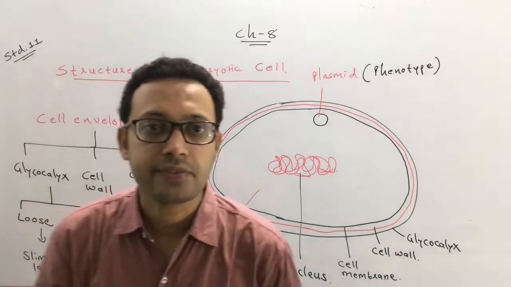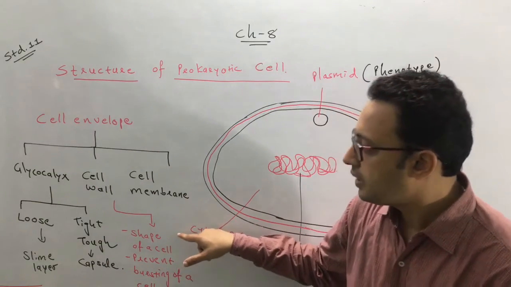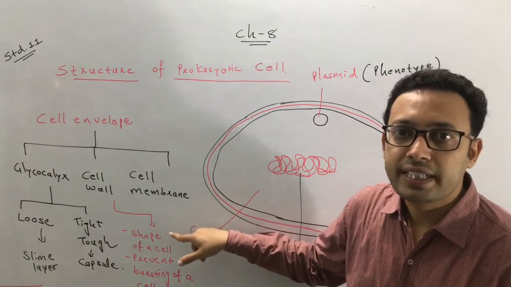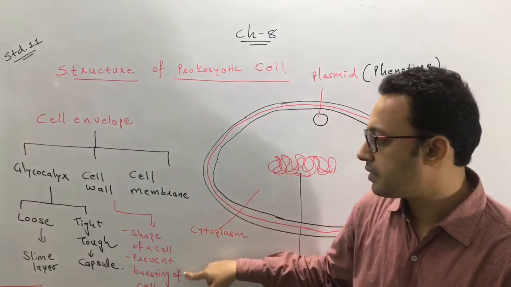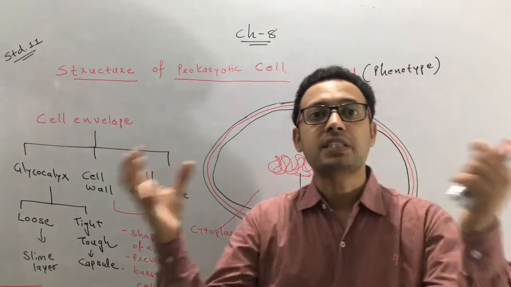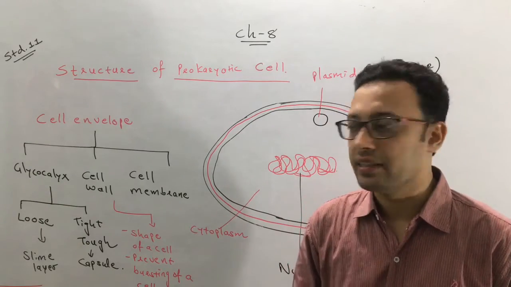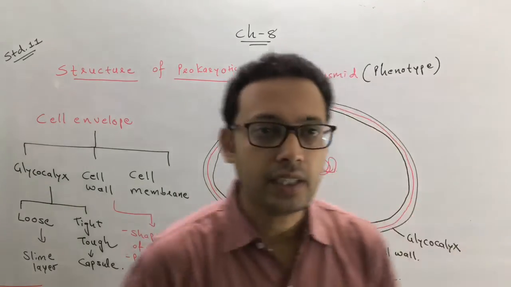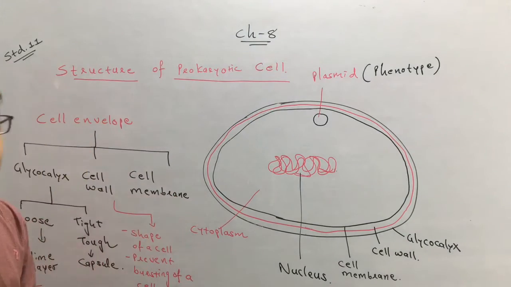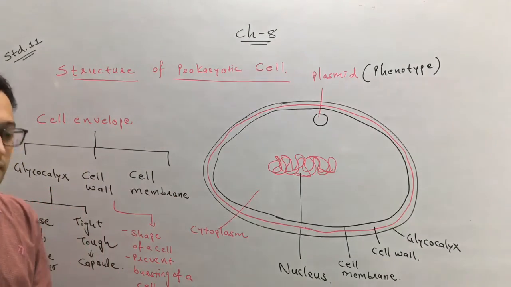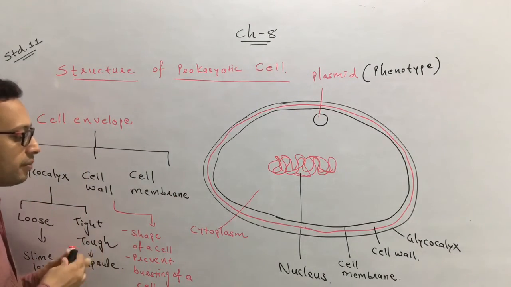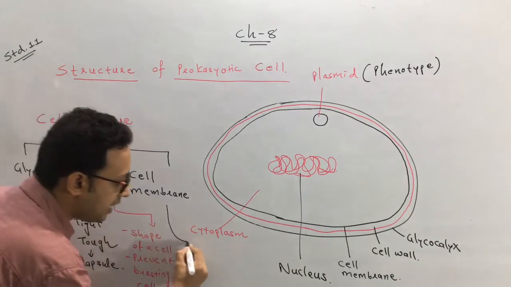So what is the function of the cell wall? It gives a shape to the bacterial cell, and it prevents bursting of the cell. Okay, so this is the function of the second layer. Now the third layer is called the cell membrane. This is the innermost layer.